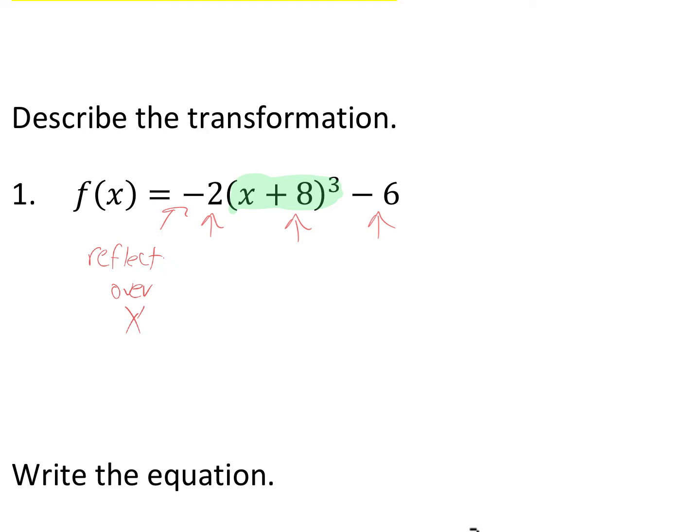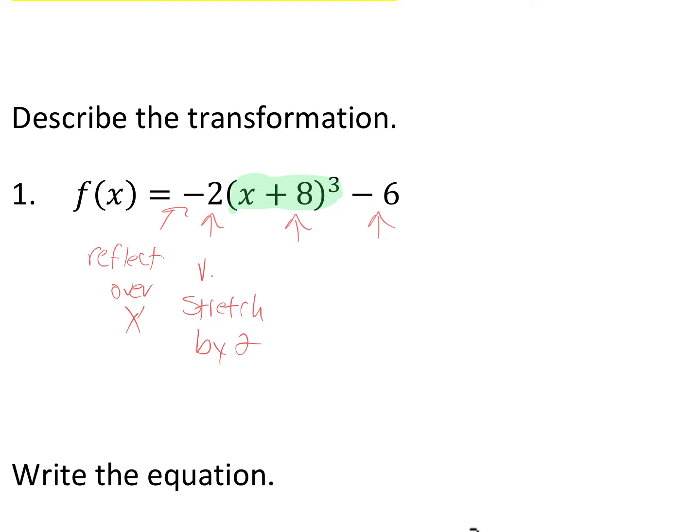The next thing I come to is a 2 that's being multiplied out in front. What does that mean? What kind of a stretch? Good. You can tell me V stretch. And how much is it stretching by? You can say vertical stretch by 2. It's not a negative 2. The negative is the reflection.